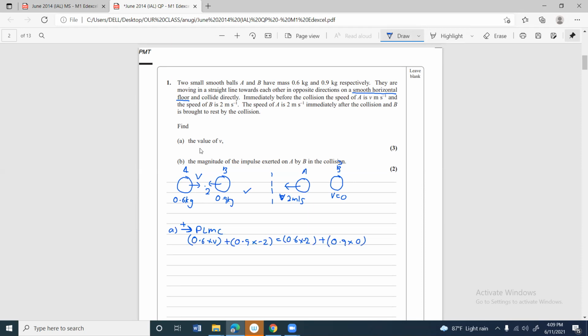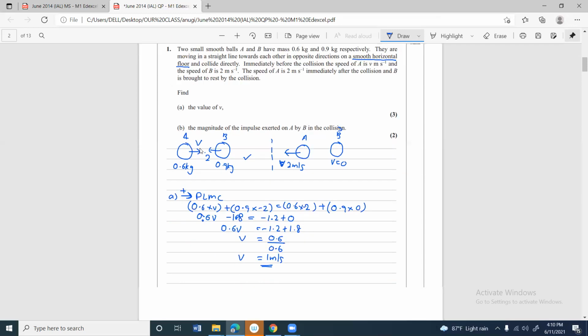With this, you can say 0.6V minus 1.8 equals minus 1.2 plus 0. So 0.6V, taking it to the other side, is minus 1.2 plus 1.8, which is 0.6. V equals 0.6 divided by 0.6. So V becomes 1 meter per second.